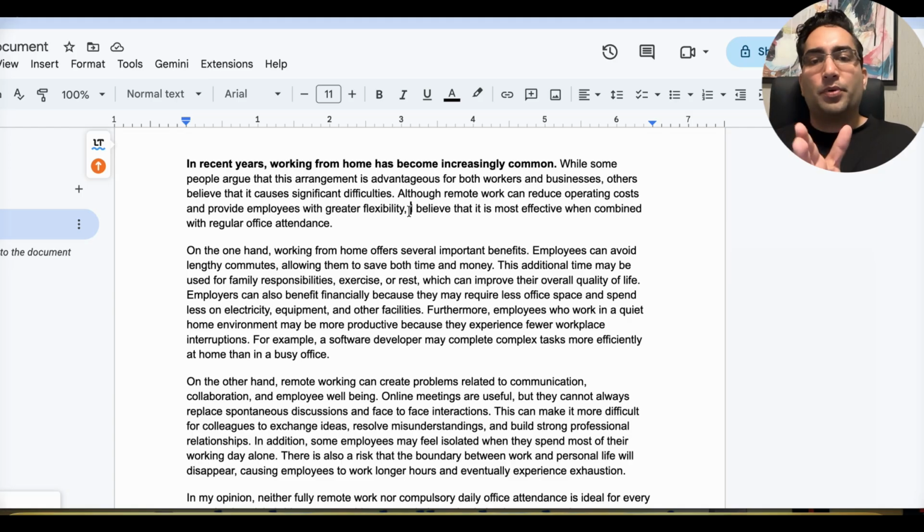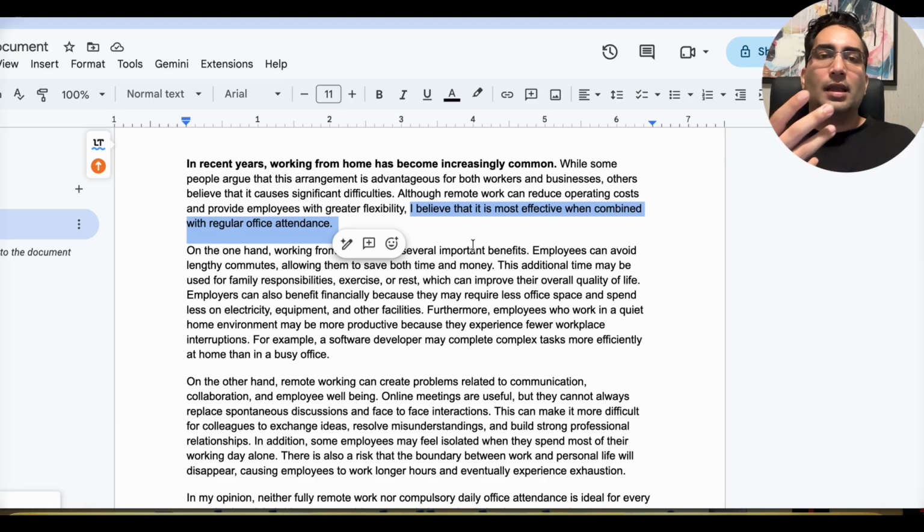But then the biggest problem, I can't believe it did that, is it's saying, I believe that it's most effective when combined with regular office attendance. It is giving you a third option, which you should never do. You should not come up with your own solutions. The question is not asking you what are the problems and solutions. It is saying discuss both sides. So you pick a side.